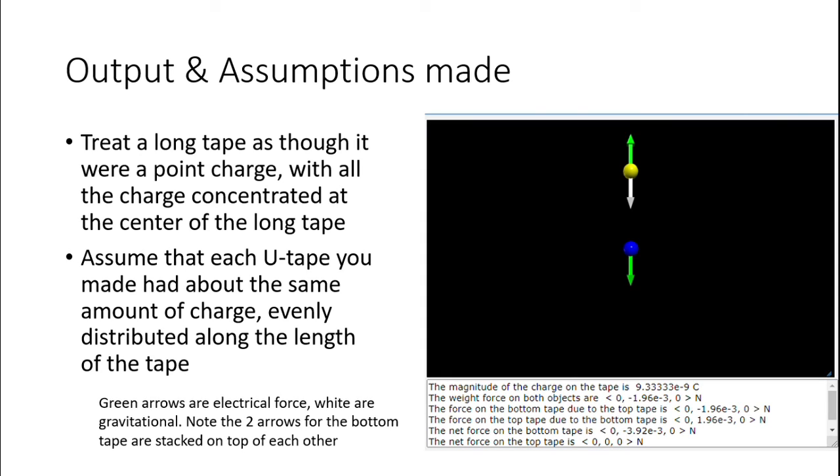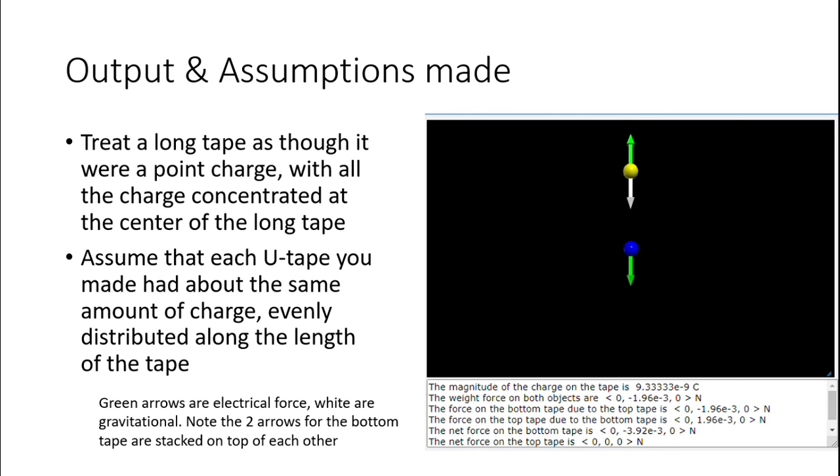The gravitational force points down on each tape, and the electric force points in opposite directions since each tape has the same charge. The magnitude of each object's electric and gravitational force are equal. The top tape is in static equilibrium, and the bottom tape has both the gravitational and electric forces pointing down.